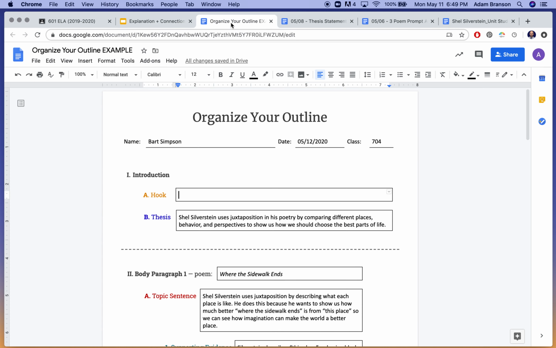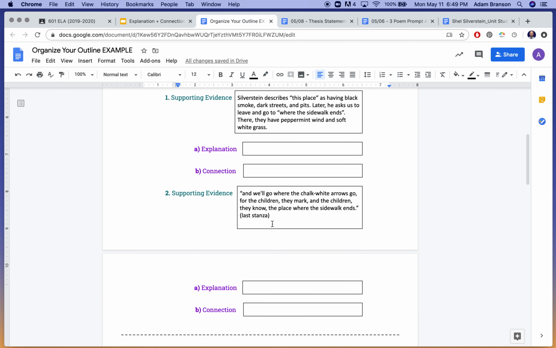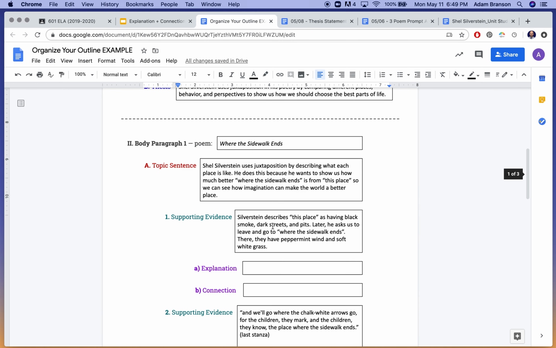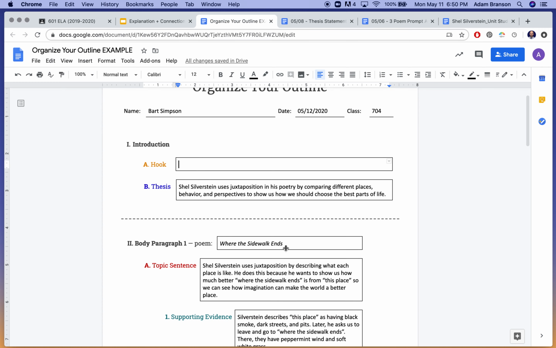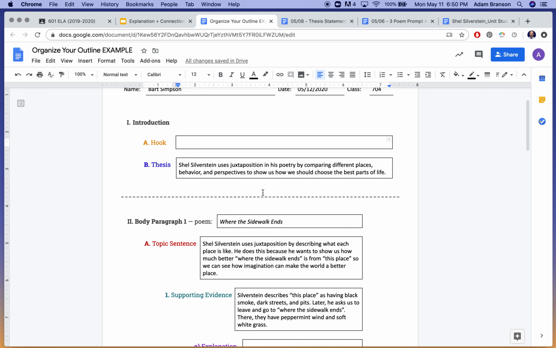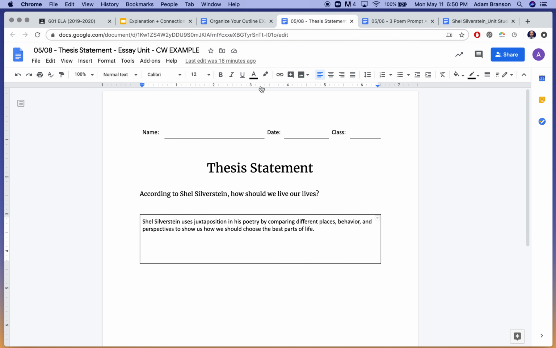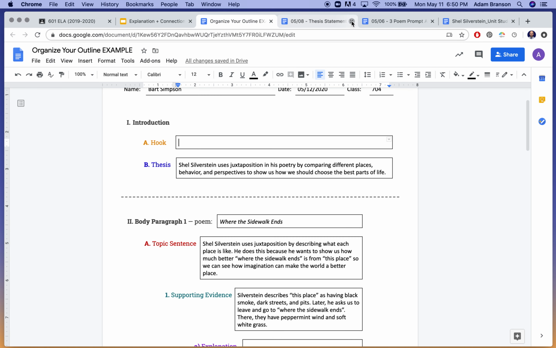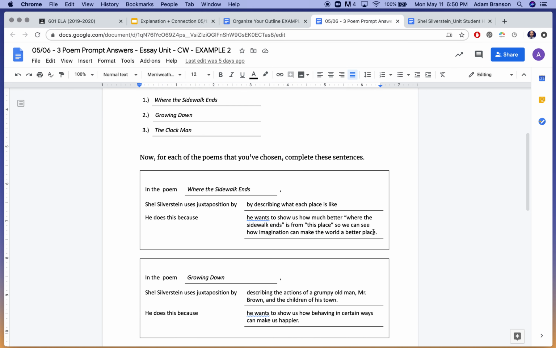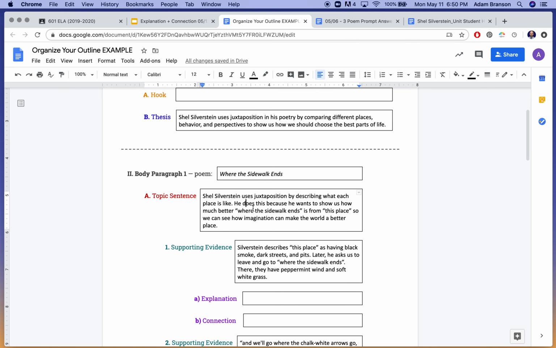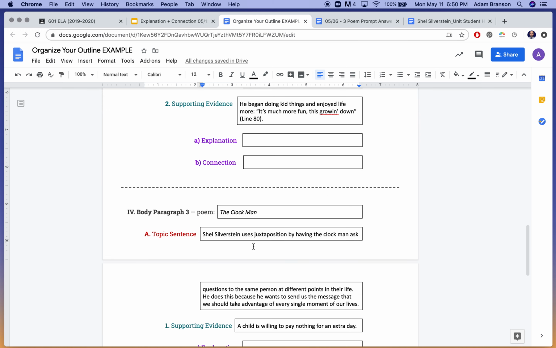So if you remember, I had this outline, and obviously it already has things filled in. I am using an outline that is a different prompt than the one you are doing. I'm doing that because I don't want to give you the answers. So what I did is I took the thesis statement paper, right, that we should have already done. I copied and I pasted it into my thesis, and then I got rid of it. Then I have my 3 poems that I'm going to be working with and the topic sentences. I copied them, I pasted them into the topic sentence section of each of the body paragraphs, and then I got rid of it.